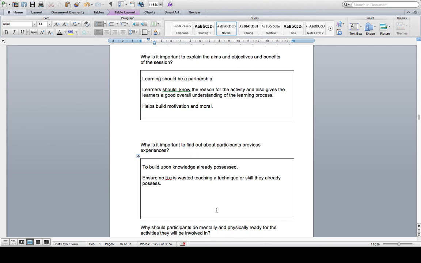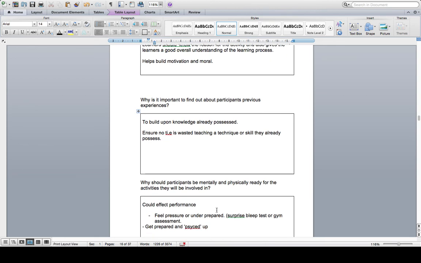What do you think you want to do next? How do you think we could improve this part of you? So it should be a partnership, and that's why it's really important that you as a coach should explain your aims and objectives of each session. Why are you doing what you're doing? What are you trying to achieve? And along with that, as outlined in the box there, it helps build motivation and morale.